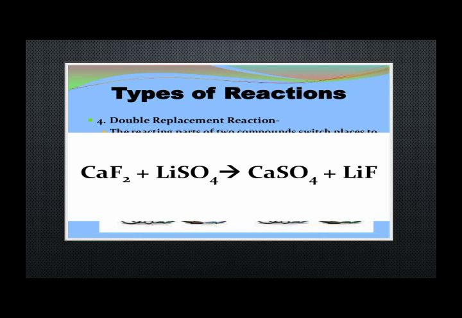Here you can see the chemical example as well, that when calcium fluoride, CaF2, is going to react with lithium sulfate, meaning Li2SO4, what will happen? This sulfate ion is going to replace this fluoride ion, and this will become calcium sulfate plus lithium fluoride. Just two of the members are going to replace themselves with each other, so that's why we call it double replacement reaction or double displacement reaction.